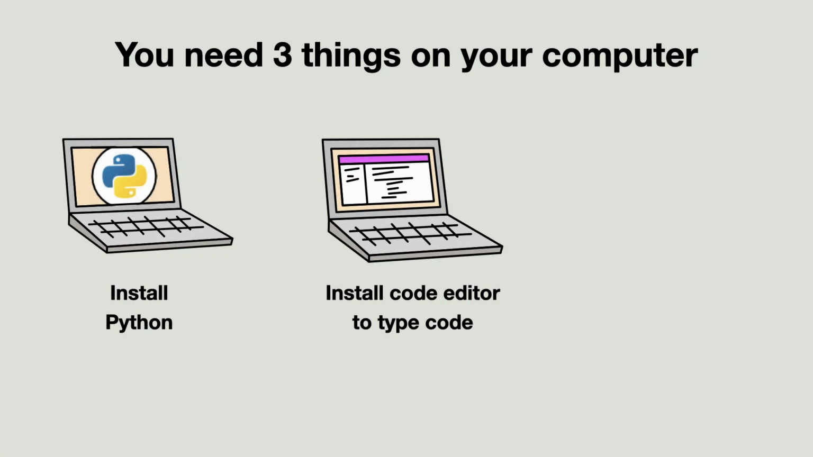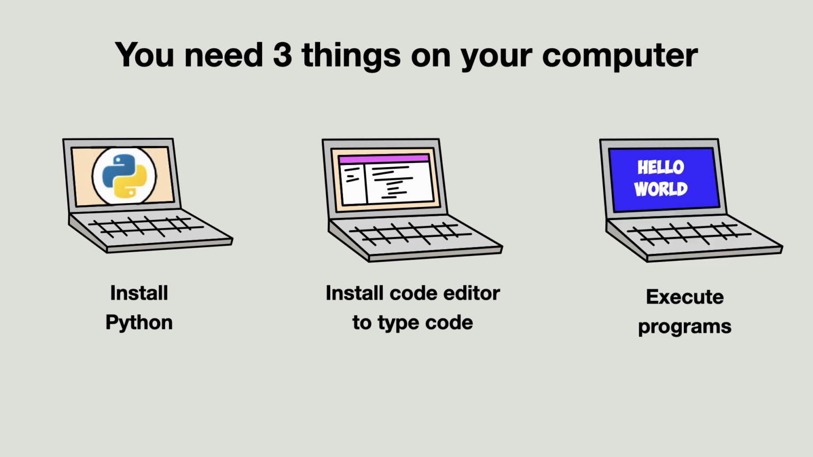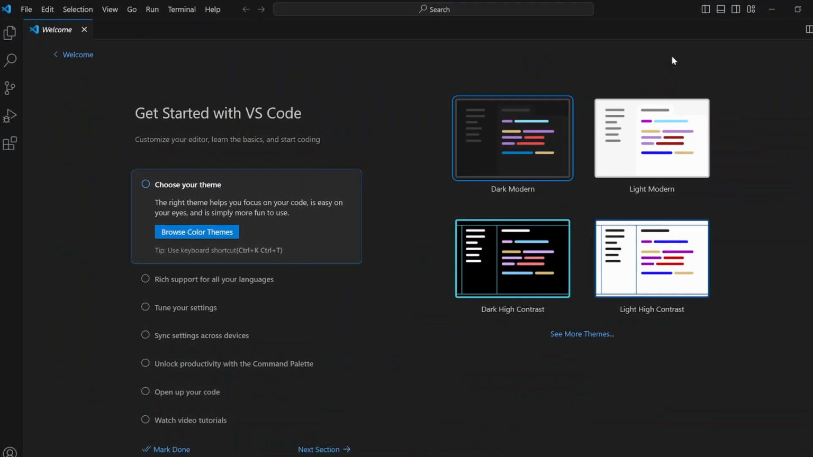Now that Python and Visual Studio Code are installed, it is time to write some code and test if everything works. I start Visual Studio Code. When you start Visual Studio Code, it might look different from what you see here. Don't worry about that. User interfaces can always change a bit over time.